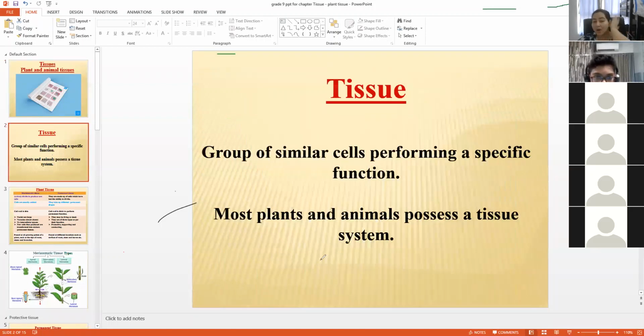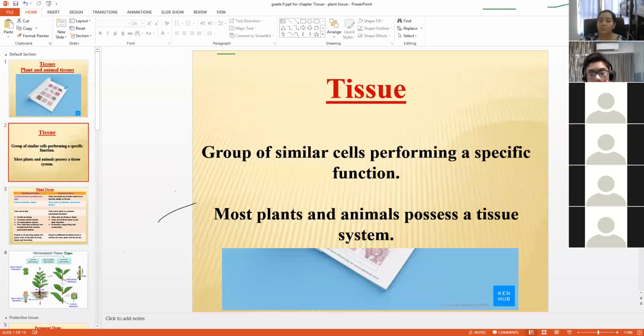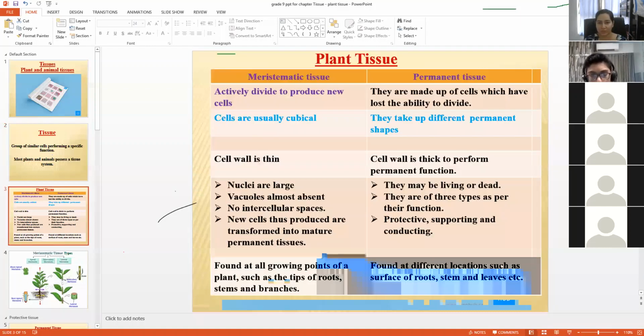Now, what is a tissue? A tissue is similar cells performing a specific function. And most plants and animals, everyone has a tissue system. We cannot survive without a tissue system. Now, children, in this particular slide, I have jotted down a few characteristics of the plant tissue. Don't just bother about what I've read. What you need to understand here, I will annotate it here.